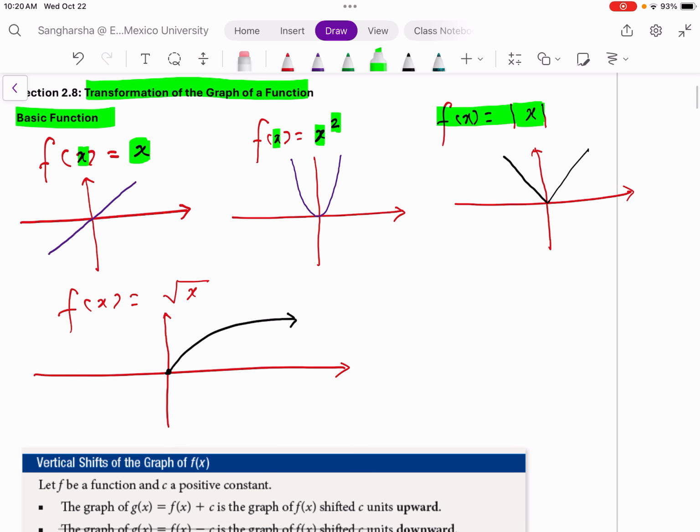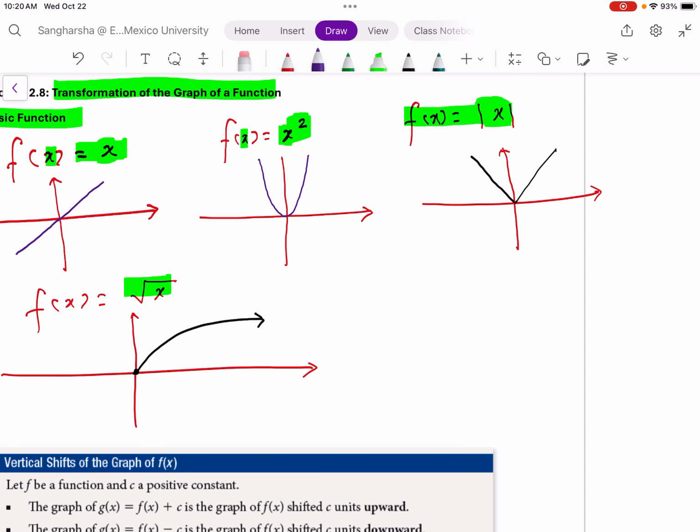So we have a linear function, a straight line. We have a square function, a parabola. We have an absolute value function. We have a square root function. Now let's take the next function. If our function f of x is equal to x cubed, what do we call this function? A cubic function. x has an exponent of 3.